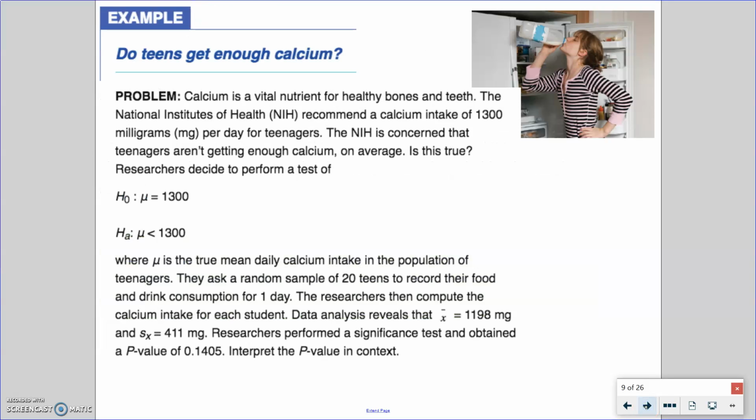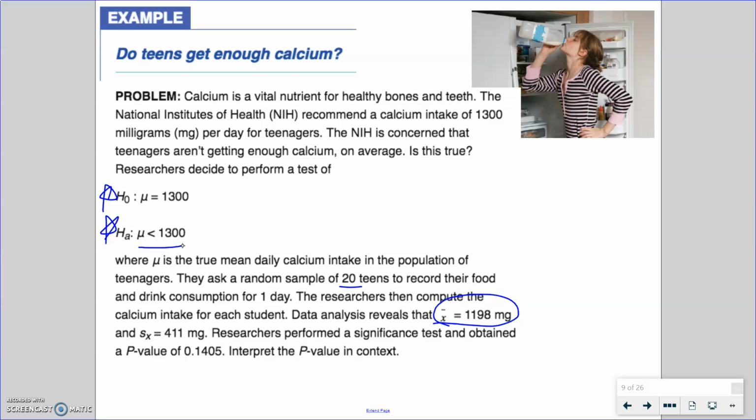Here's an example, okay? Here's our null, here's our alternative, okay? What they do is they ask a random sample of 20 teens, okay, to record their food and drink consumption for one day. They end up getting an X bar 1,198. Well, remember, we're thinking that it's less, so already I'm kind of thinking, oh, that's a good sign, all right? What happens is, though, we need to perform this test over and over and over again. We can't go against the National Institute of Health because we surveyed 20 kids and, oh, well, we got different numbers, right? It doesn't work like that. You need to survey more than just 20 kids.